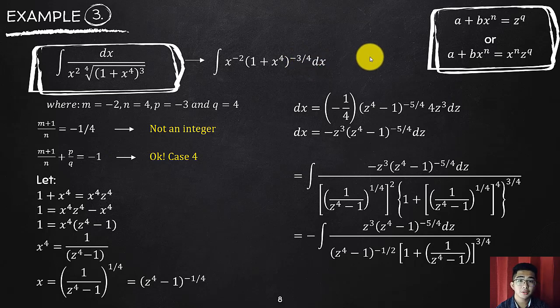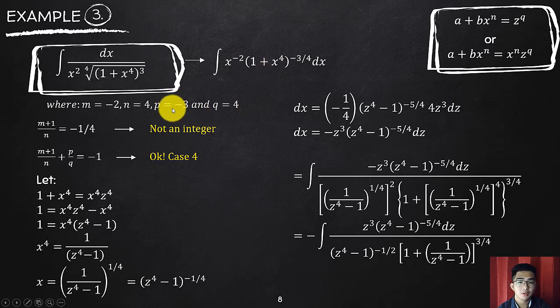Does this follow our term? Yes. We have x raised to m. Our m is negative 2. We have the term a plus b x raised to 4. What is our a? 1. What is our b? 1 as well. What is our n? 4.